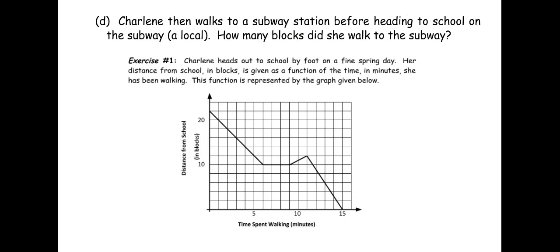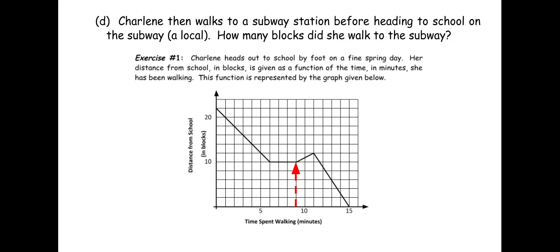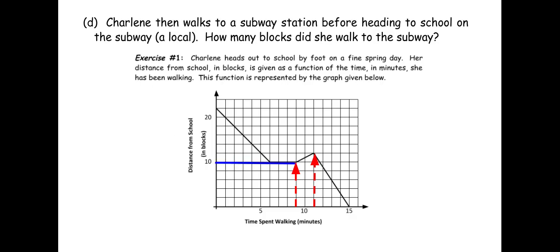Part D, Charlene then walks to the subway station before heading to school on the subway. How many blocks did she walk to get to the subway? So after she found her pass, you're going to go there, and then you're going to look to see how far she walked. You'll then scroll over to see on the y-axis how far she went. She started at 10, ended there. That would be how many blocks? 2 blocks, because it's scaled by 2.